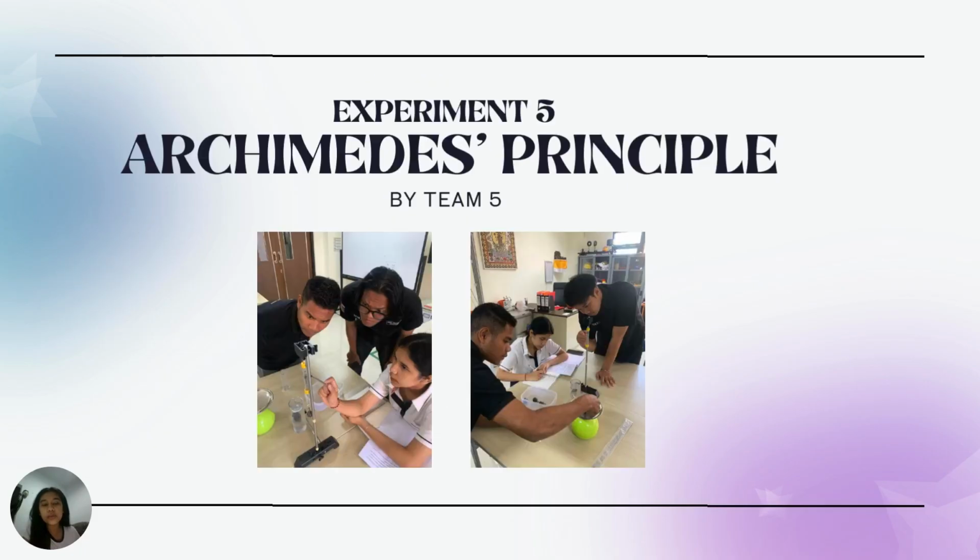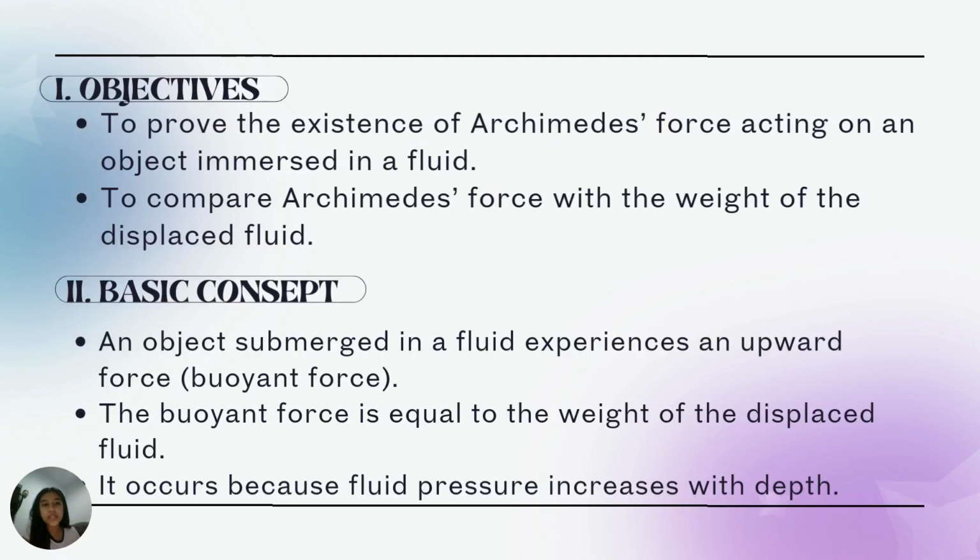Okay, this is the documentation of experiment 5 by team 5. 1. Objective: to prove the extent of Archimedes force acting on an object immersed in a fluid, and to compare Archimedes force with the weight of the displaced fluid. Basic concept: an object submerged in fluid experiences an upward or buoyant force. The buoyant force is equal to the weight of the displaced fluid. It occurs because fluid pressure increases with depth.